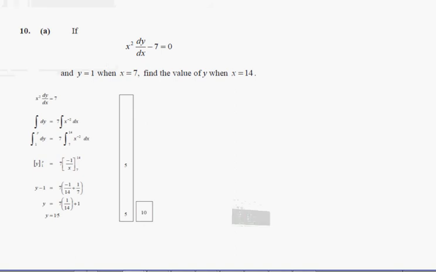This is the 2013 differential equations question, starting off on 10a. It goes: if x squared dy/dx minus 7 equals 0 and y equals 1 when x equals 7, find the value of y when x equals 14.